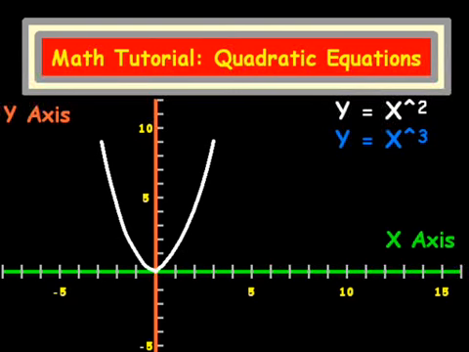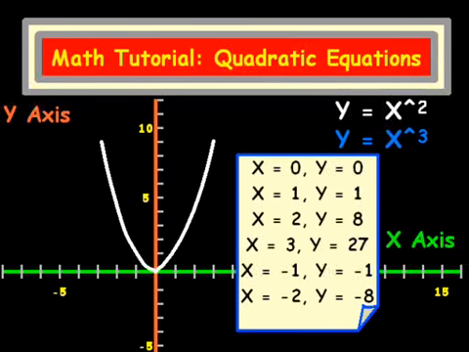Now let's take a look at y equals x to the 3rd power. Now this is going to graph a little bit different than our x squared. What I have here is a list of points, and we'll take a look at each point on the graph here. Now let's say we plug in 0 for x. Well, 0 to the 3rd power is 0.